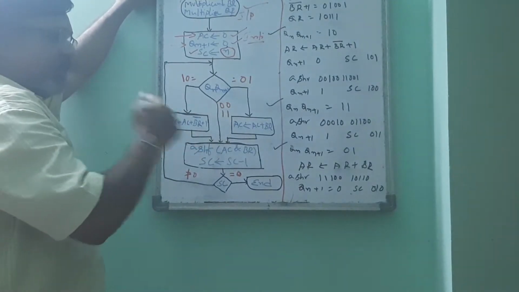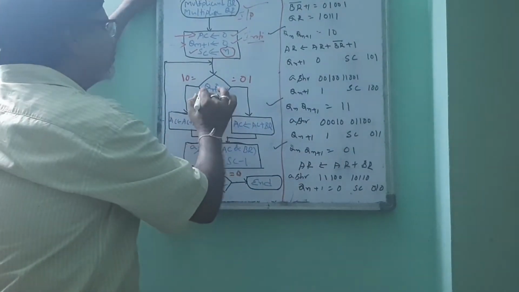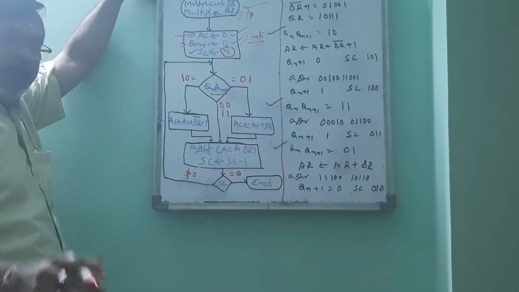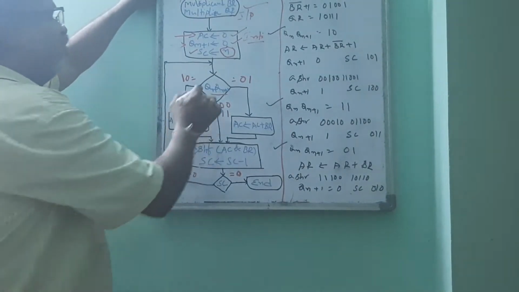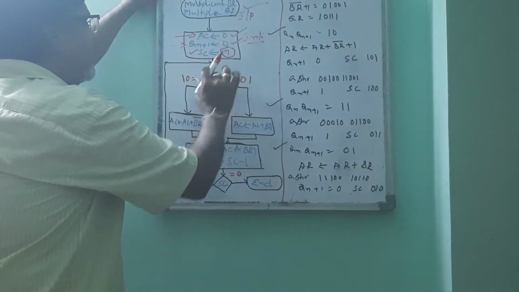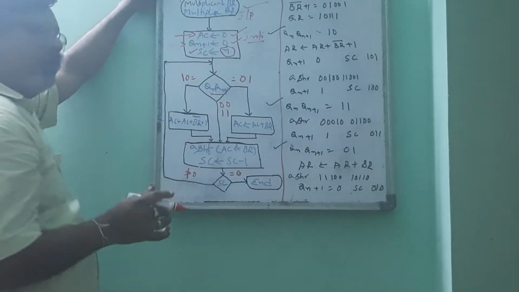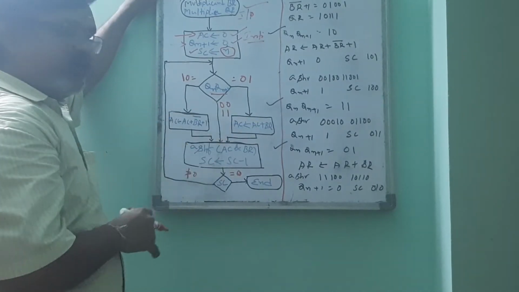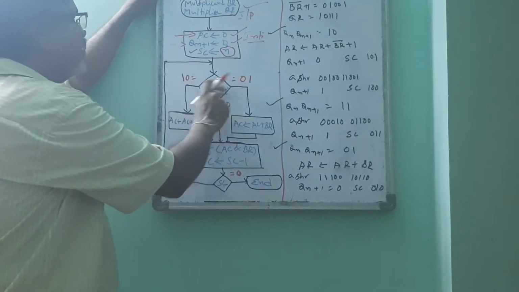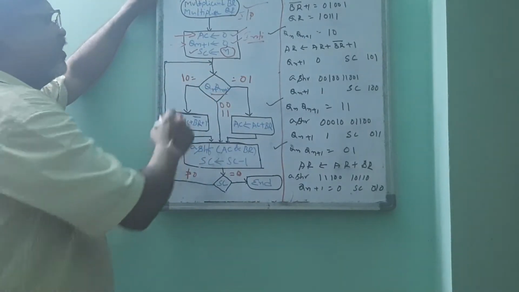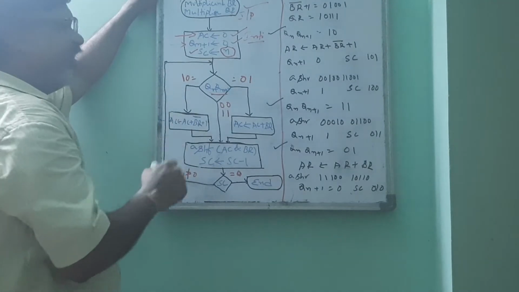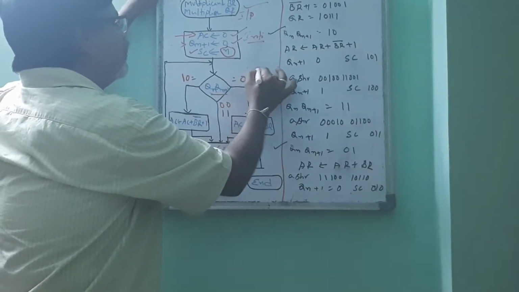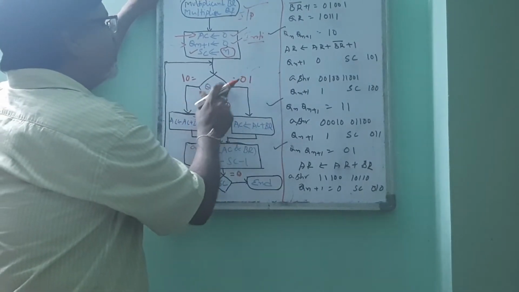As we have discussed in the hardware algorithm, Qn and Qn plus 1 will be checked. This diamond symbol is used for checking the value bits. Yes or no will be there, but it is a tri-state decision making symbol, where Qn and Qn plus 1 may be 0 and 1. So here Qn is 0 and Qn plus 1 will be 1.